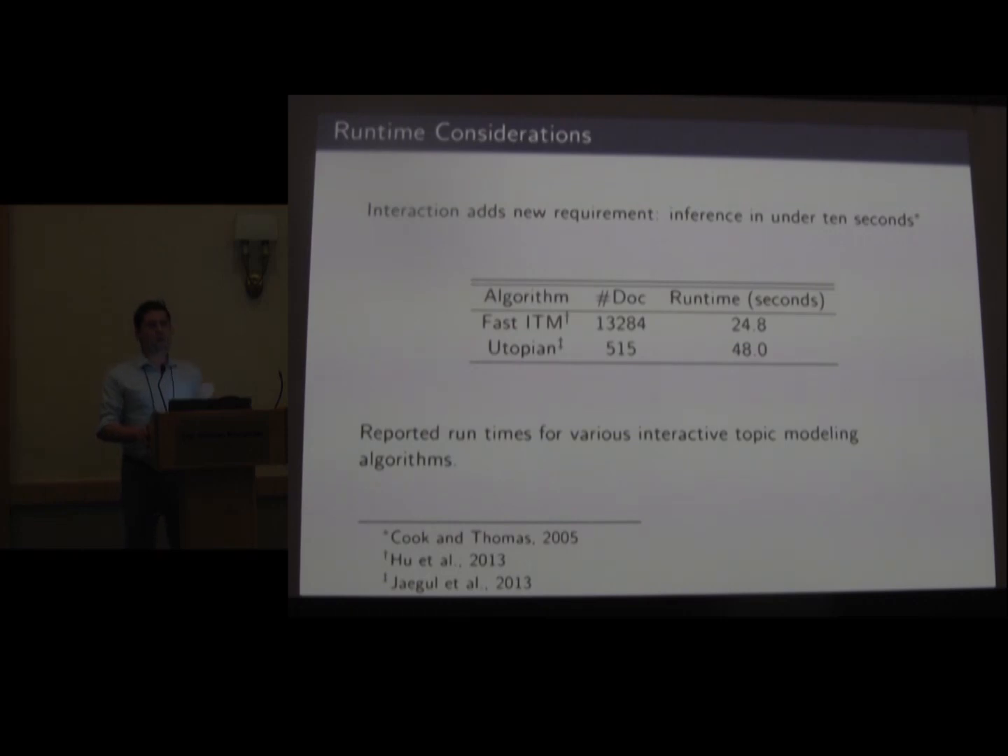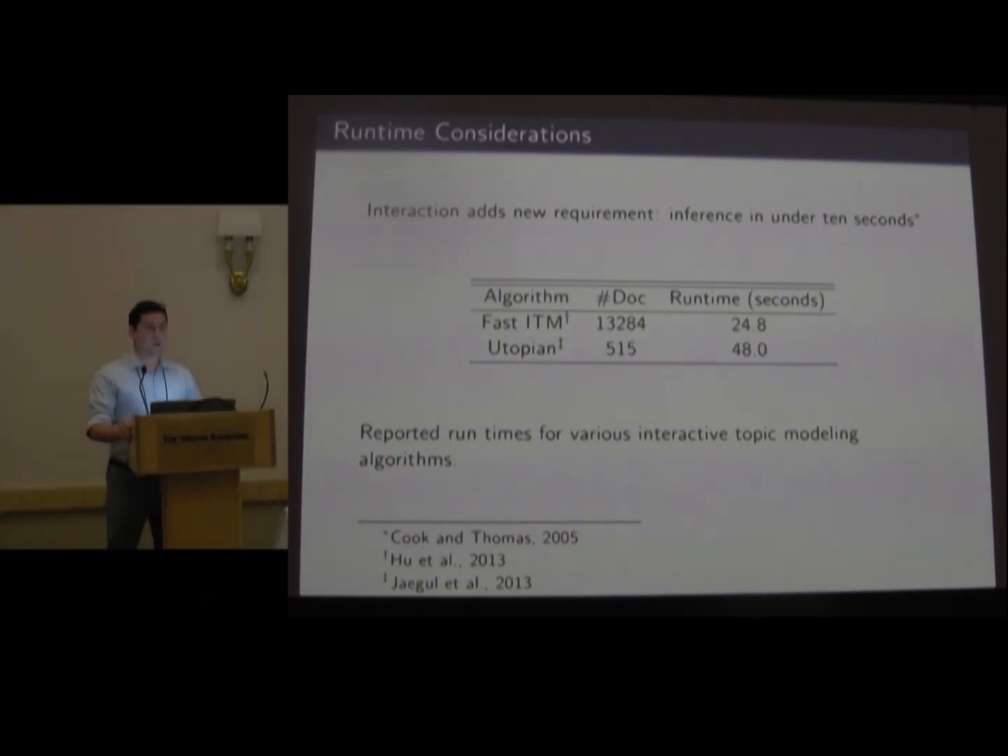So this is a useful way to think about topic modeling, but it does introduce new requirements into the runtime, specifically around how long it takes for an update to take place. Cook and Thomas, who are HCI experts, argue that for complex user-initiated actions, such as requesting the model update and display the update based on user feedback, updates like this should take under 10 seconds. And the reason for that is the cognitive load on the user.